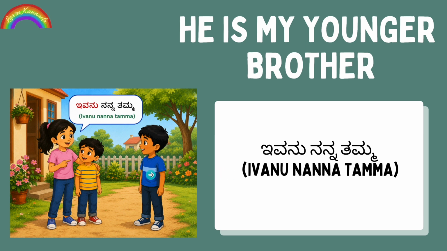For example, in this picture, the girl is standing next to her younger brother and is introducing him to her friend. Since the younger brother is standing near her, we use Ivanu. Therefore, the girl introduces her younger brother by saying, Ivanu nanna tamma. He is my younger brother.